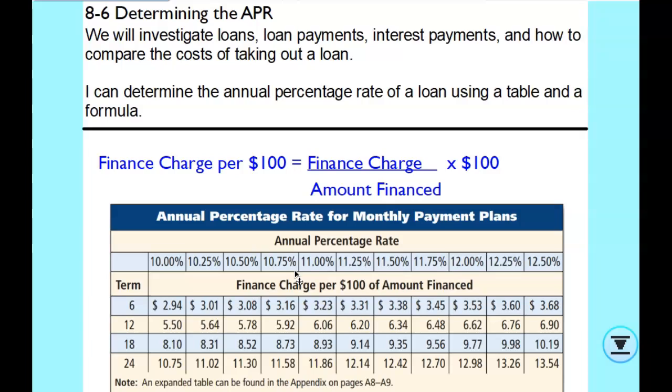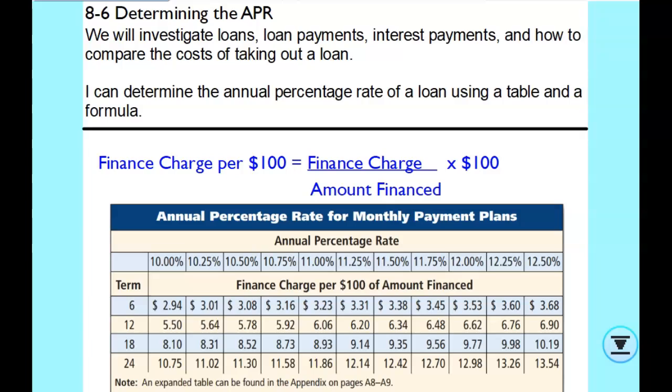Remember, the finance charge is the amount that you are charged in order to borrow money. That's how banks and lending institutions make their money. The other thing that you have to know is how much was financed, which means how much you're borrowing. So the cost of something is not always how much you are financing, because sometimes you put down a down payment before you take out the loan.